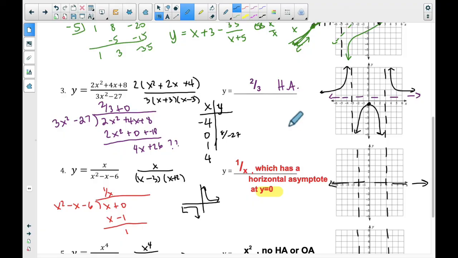Now, the end behavior, interestingly, comes from the horizontal asymptote in this case. So the end behavior is y equals 2/3. As x approaches negative infinity, y is approaching 2/3. And as x approaches positive infinity, y is approaching 2/3. So 2/3 is our end behavior. It is our horizontal asymptote. That's where the graph is going to get closer and closer and closer as it goes to the ends.